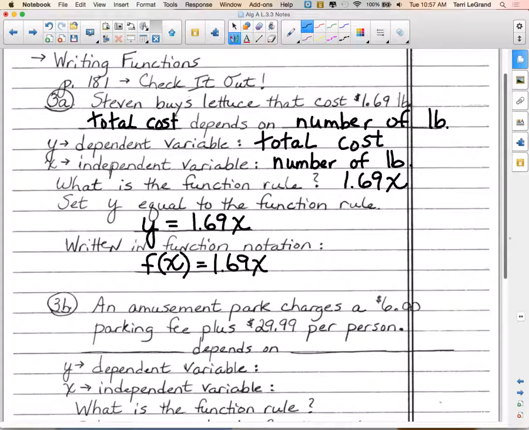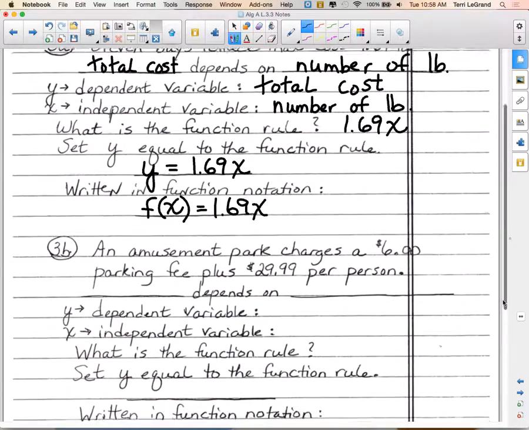And the result will be, what did we say? Remember, f of x is replacing y, so f of x will really get us what? If it replaced y, what is that going to get us after we take 1.69 times x? Total cost, yeah. It's still going to get us the total cost, it's just written a different way.